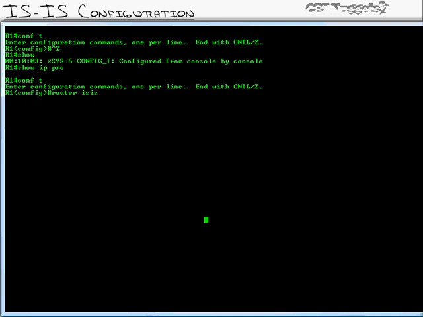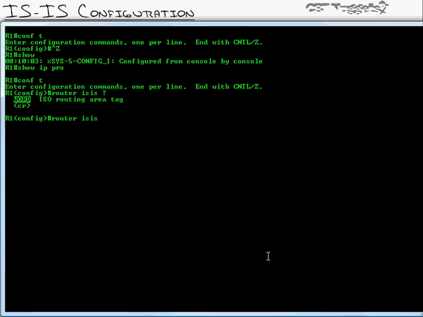Now, if you hit the question mark, you'll see here that it follows up with word, which is an ISO routing area tag. Now, if you think back to OSPF, OSPF requires you to type in a number here. So you would type in router OSPF and 1 or 2. I think it goes up to like 4 billion that you can type in there.